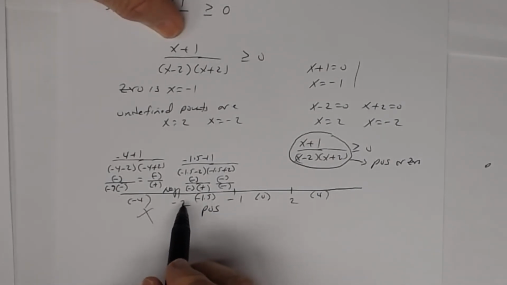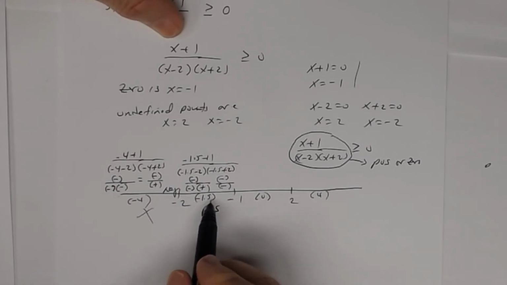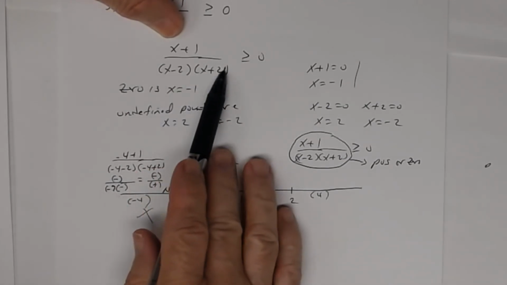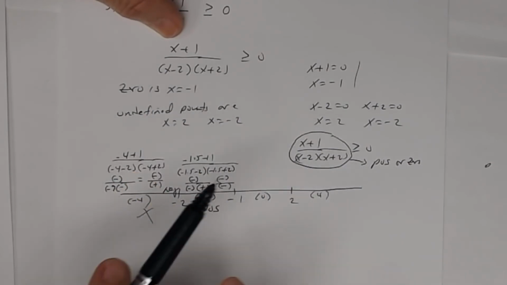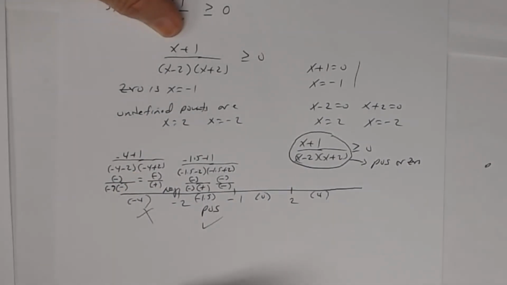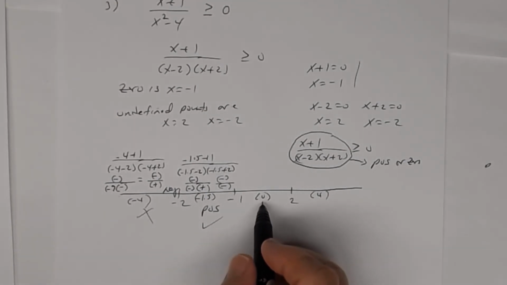So what that means is that any real number between negative 2 and negative 1 will make this rational expression positive, and that is something I want. So I'm going to put a little check there, because that's what I want. Then we go to 0. We go to 0 now.